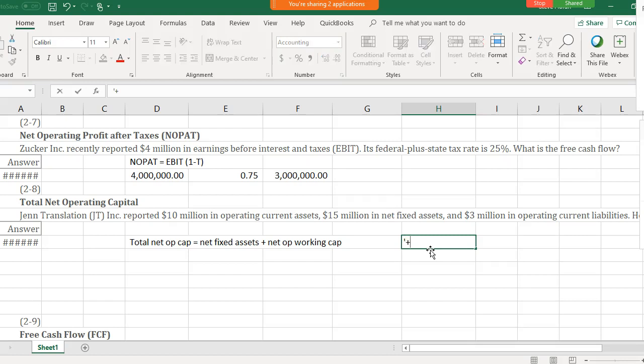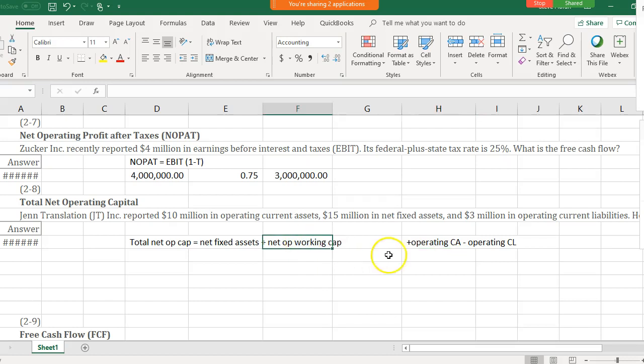It's plus your operating current assets, CA, minus your operating CL, current liabilities. So your net operating working capital is your operating current assets minus your operating current liabilities. Okay. So what's that word operating mean? It's the assets and liabilities that you have or incur as you go about your day-to-day operations.